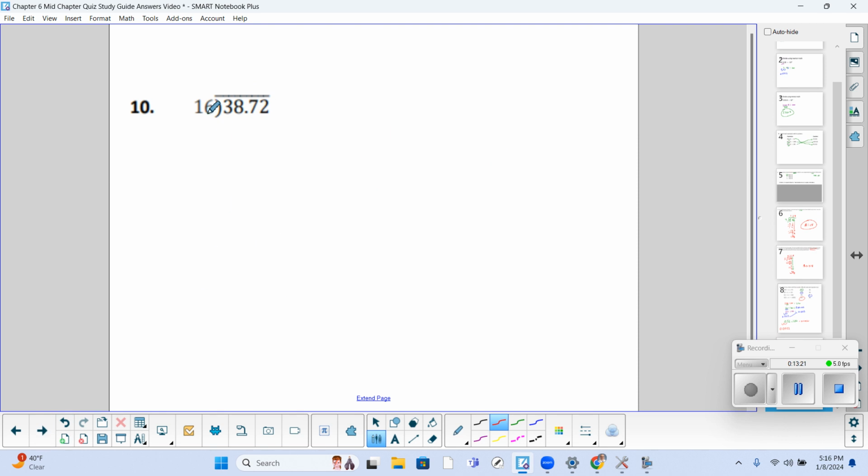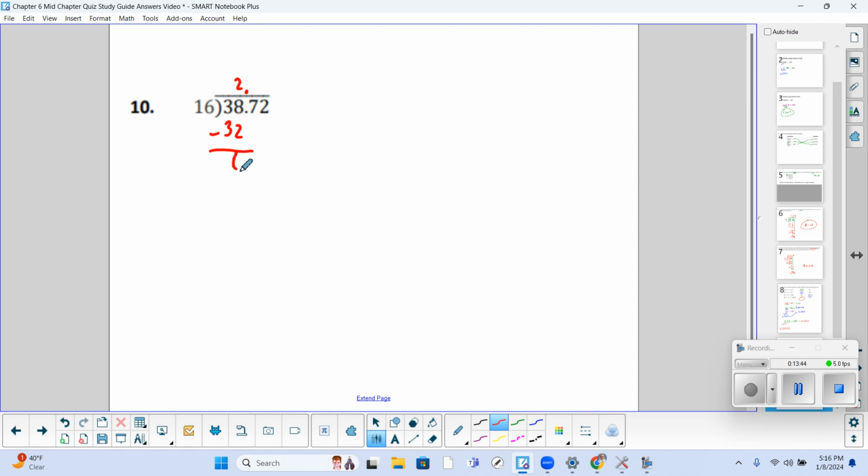Number 10. How many times does 16 go into 38.72? Well, does 16 go into 3? It does not. Oh, I'm sorry, I always get lazy and forget to write the decimal place right there. You should really write it. 16 doesn't go into 3, but it goes into 38 two times, because 2 times 16 is 32.